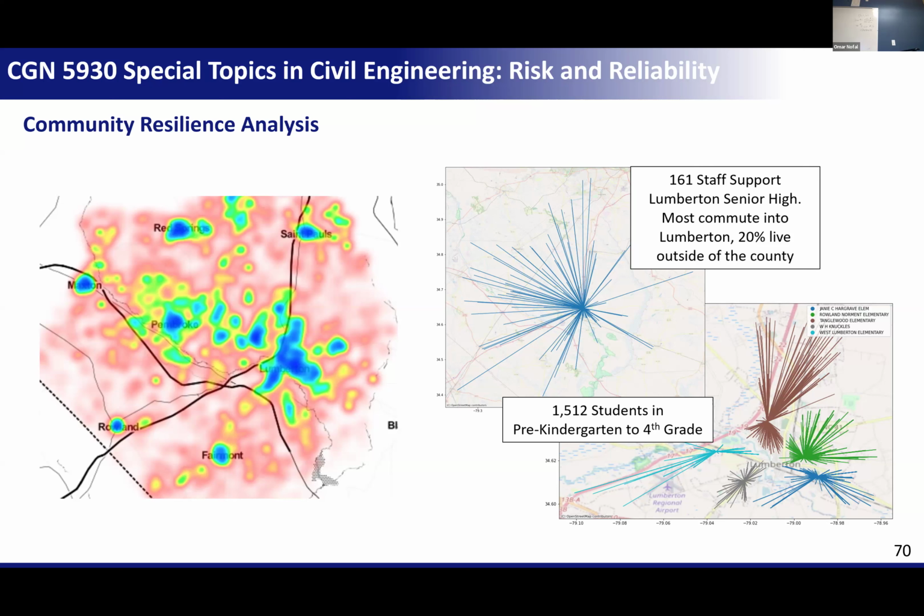So this shows you the staff of these schools, where they live, and the school that they go to. This is an example of a population allocation algorithm. It tells you where people live the most. So the blue areas are where most people live.